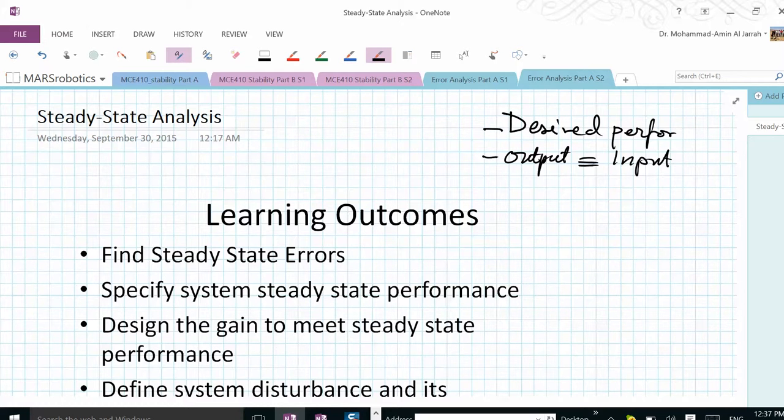So if I want, for example, to move this from this position 10 centimeters in the x direction, I should get the 10 centimeters, nothing less, nothing more. Okay, this is the purpose of the controller. In the steady state, I should be able to place this bottle at the desired position. This is a steady state performance. So first, we want the output to behave like the input in the steady state.